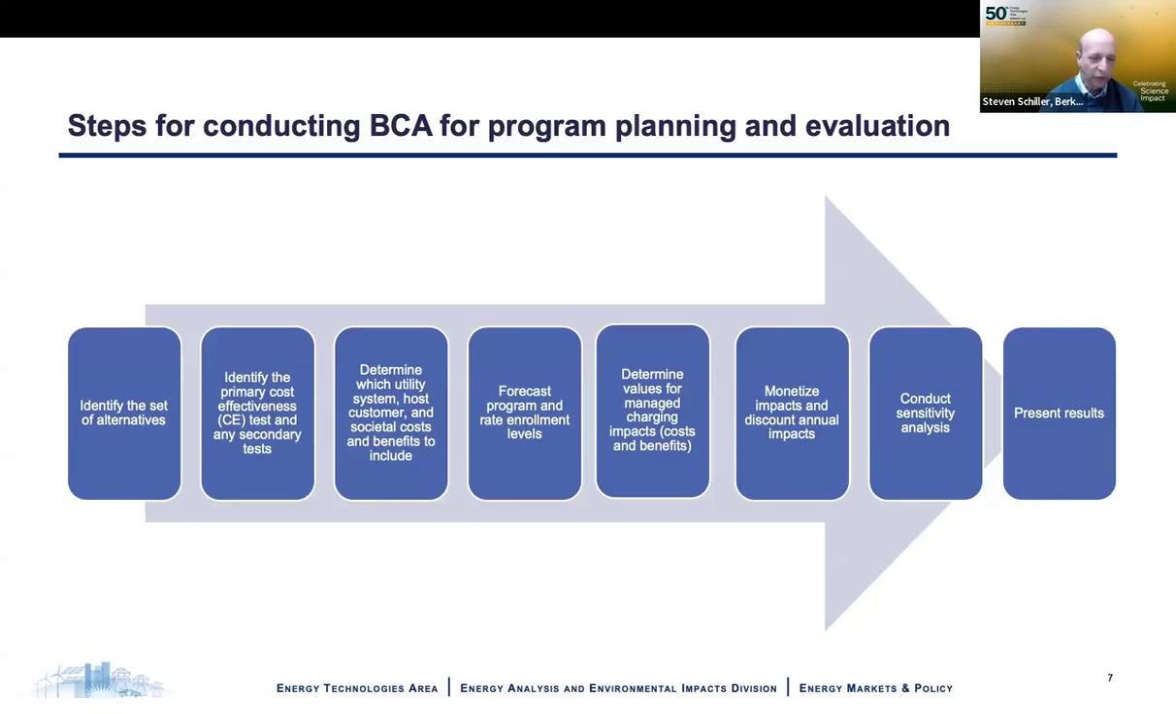In identifying those tests, you're going to determine which utility system, host customer, and potentially societal cost and benefits to include in that analysis. For these, you're going to want to forecast program and rate enrollment levels because that's going to be really critical to determine the magnitude of your impacts. Are 10 people going to sign up or 100,000 people going to sign up?